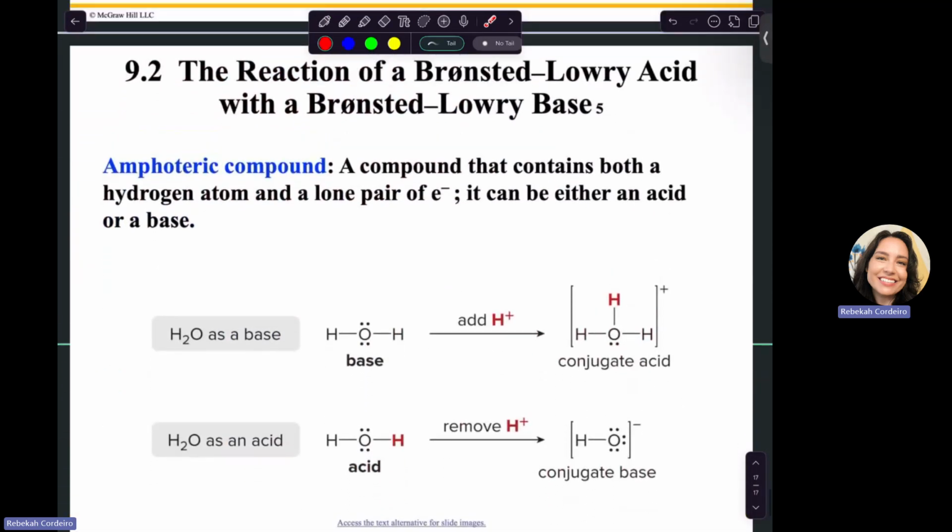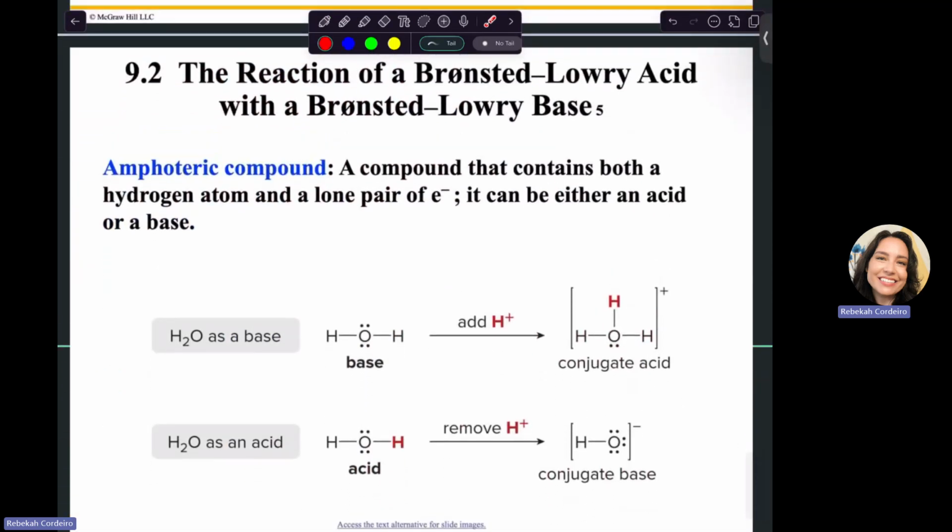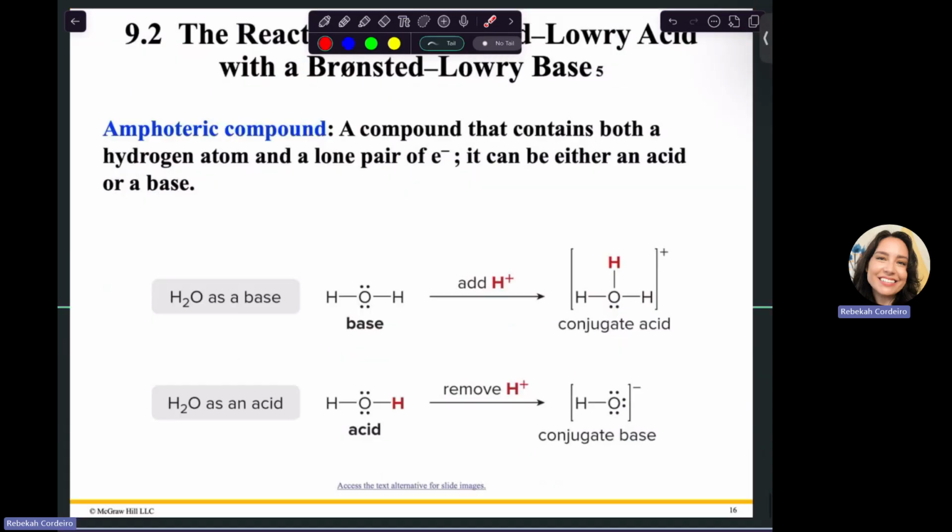You notice water could act as an acid or a base. We call it amphoteric. So it can do either. It just depends on who it's with. So if water is with an acid, it'll be the base. If water is with a base, it'll be the acid. Water is in the middle, it's neutral. And so it'll do whatever it needs to do depending on who it's with.